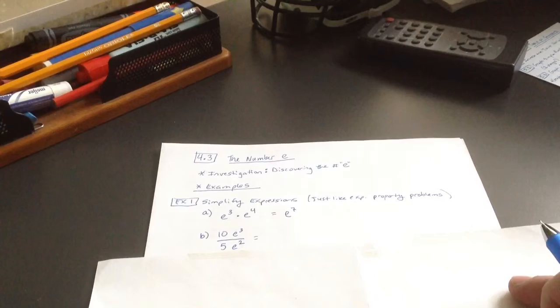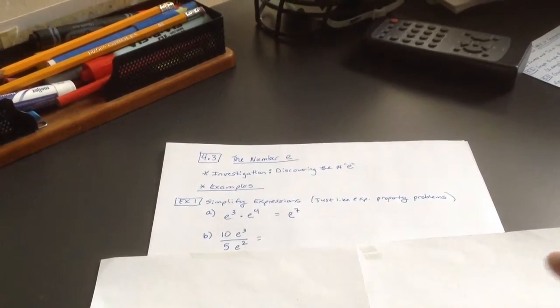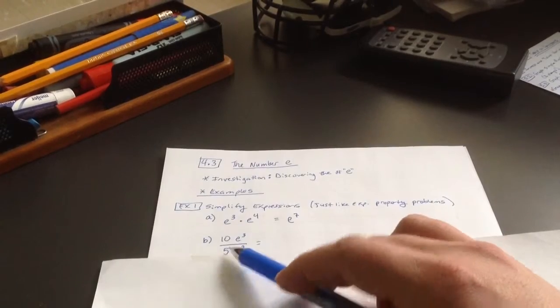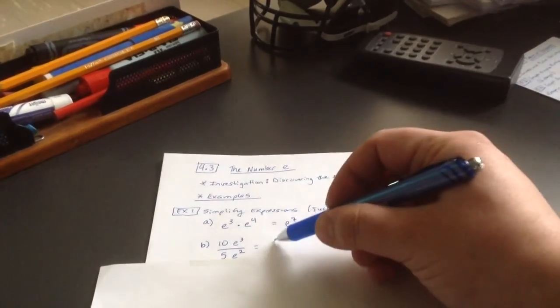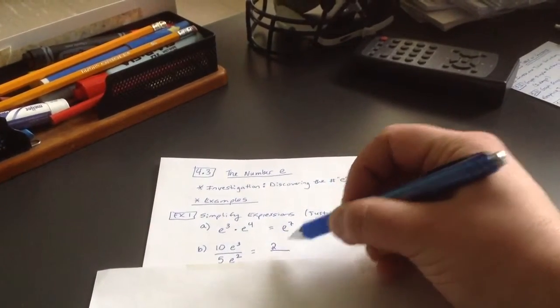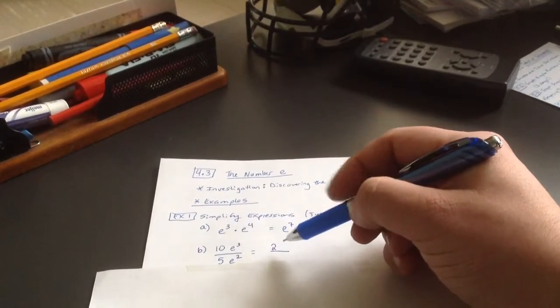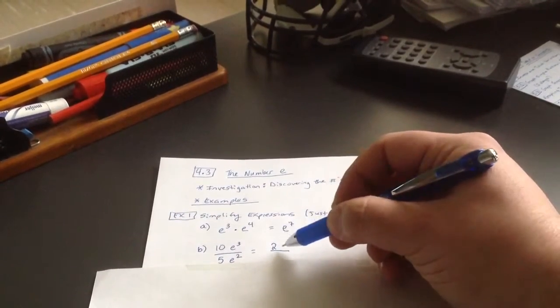The quotient property will also apply. The numbers out front, treat it like a fraction. 10 divided by 5 simplifies to 2 on top. And we subtract our exponents. Where are there more? There's more on top, and specifically one more.